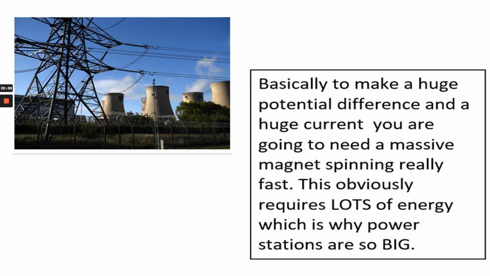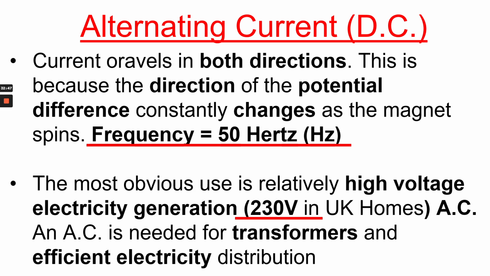Now, so basically, to make a huge potential difference and a huge current, you're going to need a massive spinning magnet. So that's why you need a big power station. Alternating current, you need to remember these two numbers. The frequency is 50 hertz. That means the potential difference changes direction 50 times a second. And the potential difference is 230 volts. You need to remember that number.